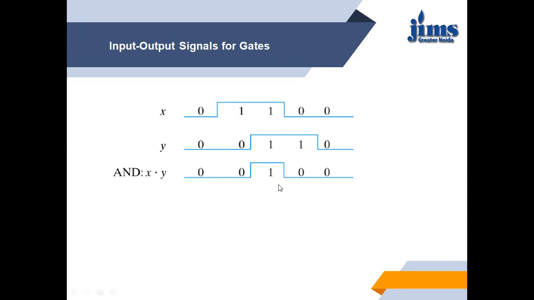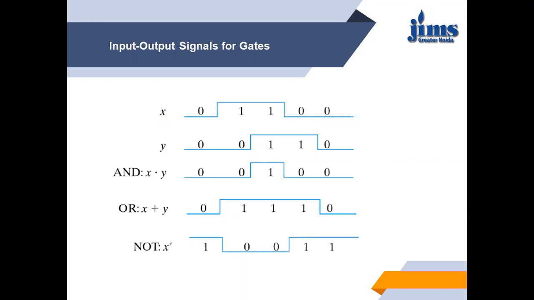Similarly, we can define the signal graph for the OR gate. Again, X and Y are the inputs, and the output of the OR gate is 1 when either of X or Y is 1. So when 0 0, output is 0; 0 1, 1; 1 1, 1; 1 0, 1. Again, when the input is 0 0, output will be 0. So here it is going from 0 to 1, a transition; coming from 1 to 0, there is another transition.